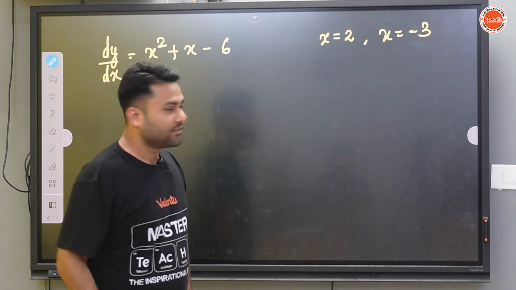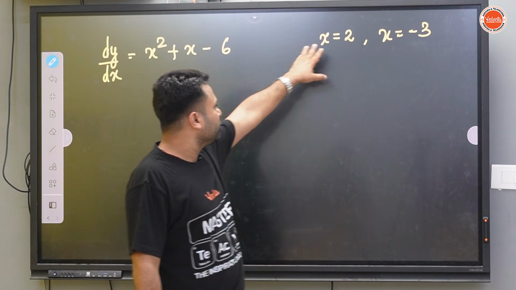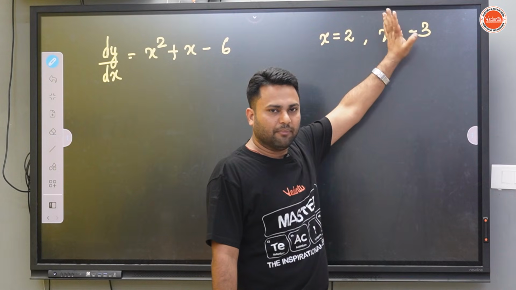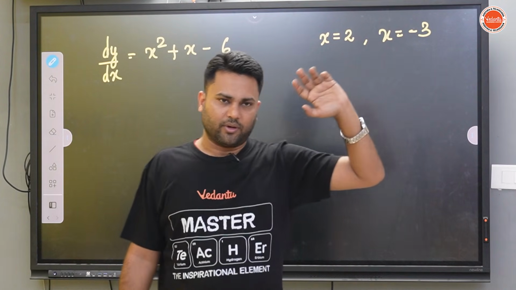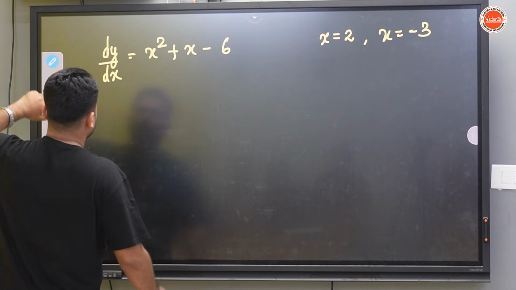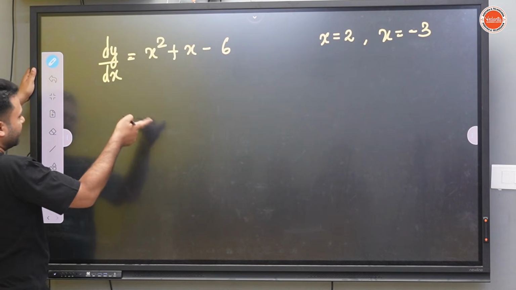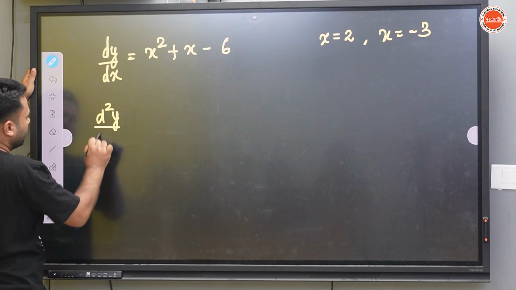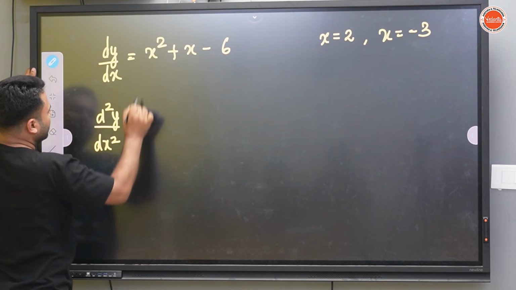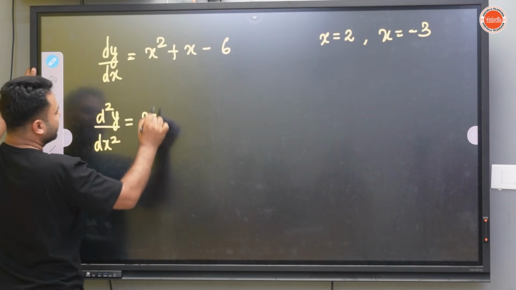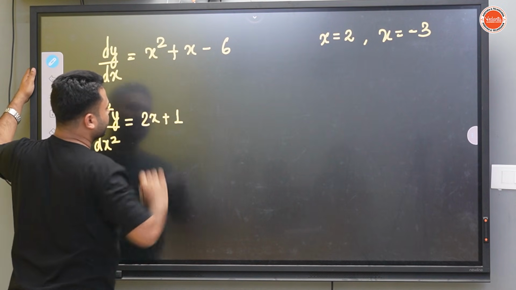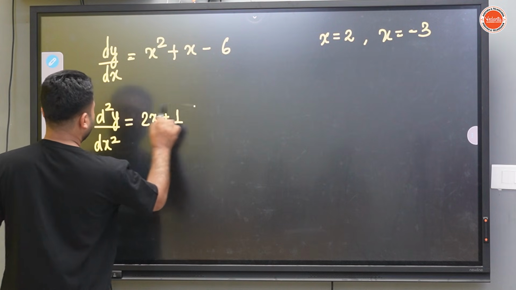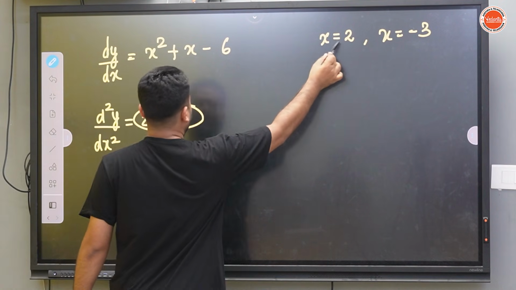Now some people think that x equals to 2 is positive, so point of maxima, and x equals to minus 3 is negative, so minima. No, it is not like that. We have to follow the process. The process is to differentiate once more, d2y by dx square. If I differentiate this once more, x square gives 2x, x gives 1, minus 6 gives 0. So what we are getting is 2x plus 1.